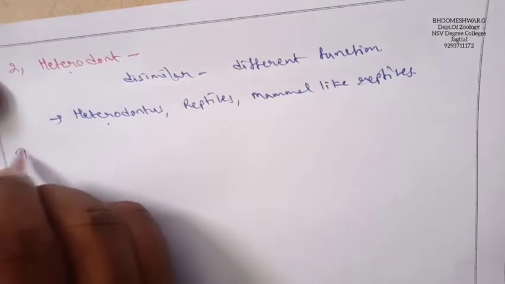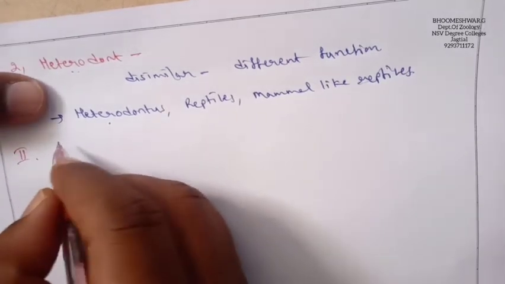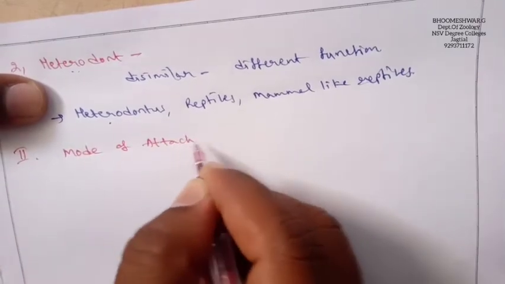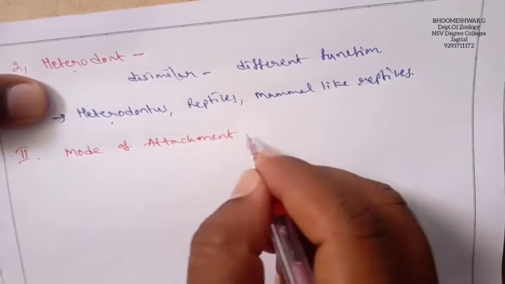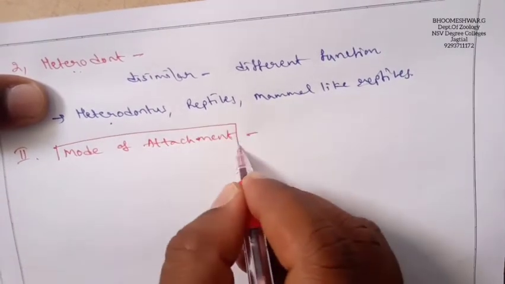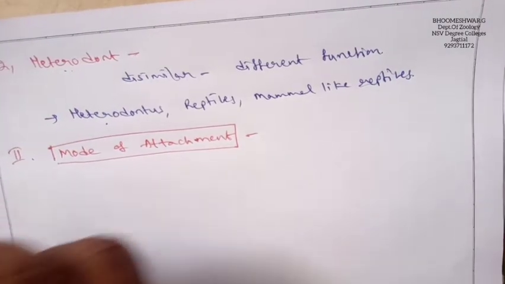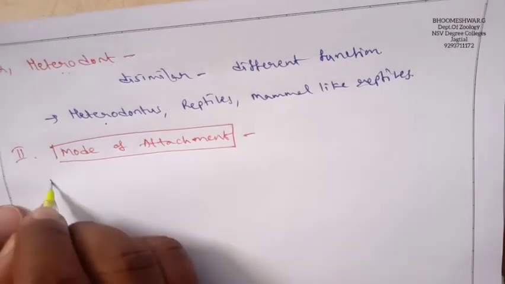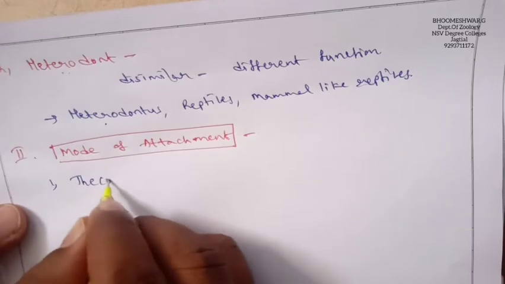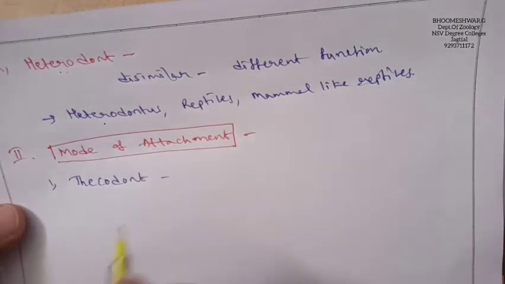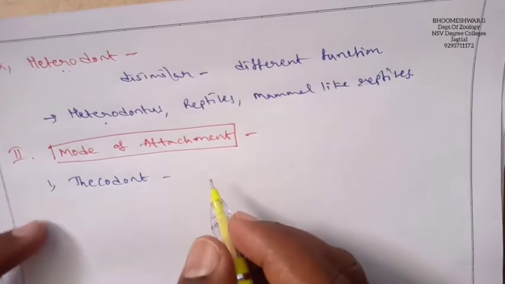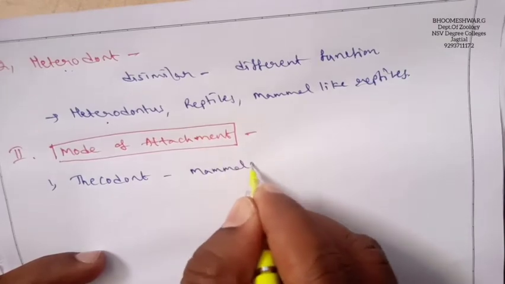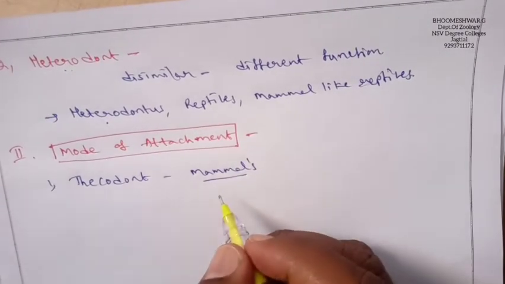Now we discuss the second type of classification, according to the mode of attachment of teeth. Here is another characteristic for the classification or separation of teeth. The first type is named the thecodont type of teeth. This thecodont dentition is mainly seen in mammalians, and it is a major common characteristic of mammalian dentition.